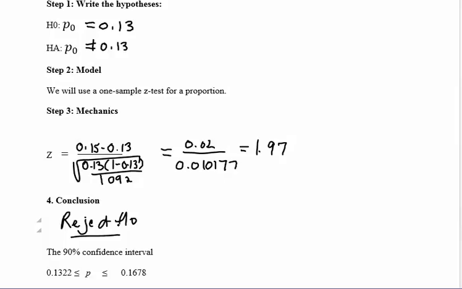Using Excel or a TI-83/84 calculator, we can find the p-value. The p-value is 0.047, which is less than the stated alpha level, so we reject H0. The 90% confidence interval was calculated in an earlier example and is shown below. Notice that this confidence interval does not include 0.13, which supports our decision to reject the null hypothesis.